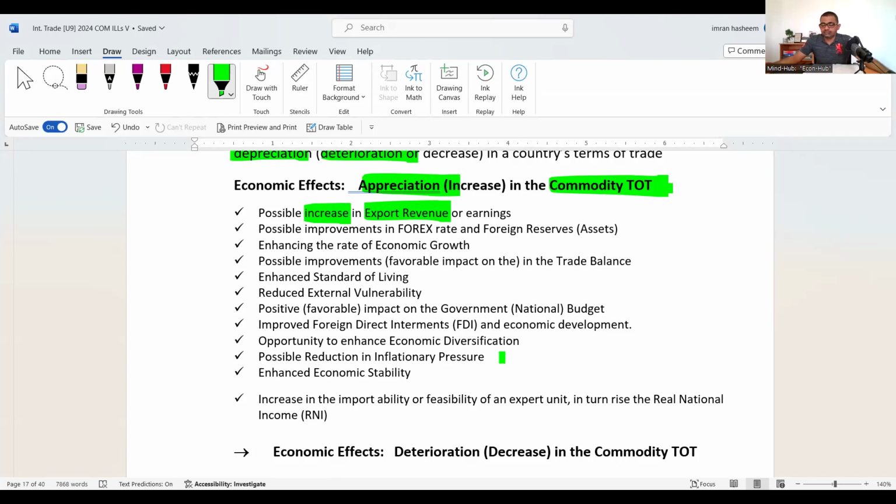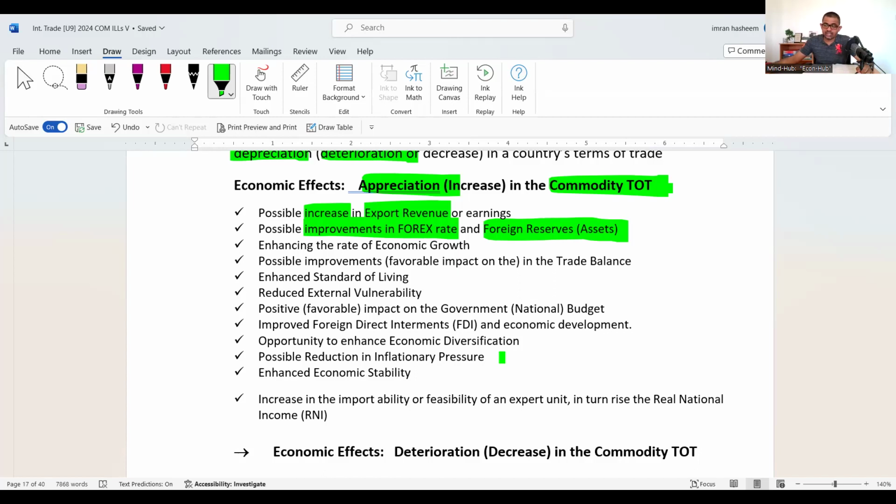Right. Okay. Possible improvement in foreign exchange rate, and also the country's foreign reserves or assets. When the foreign exchange rate improves, that could lead to that improvement, as well as if export revenue is increasing, that means more foreign currency is coming into the country. Again, the word possible is used because when export-import prices change, that has an impact on the export demand and import demand, which means the demand for foreign currency will also change.